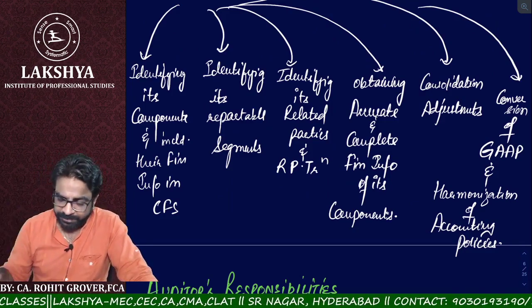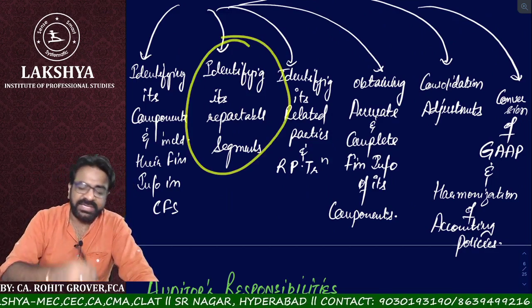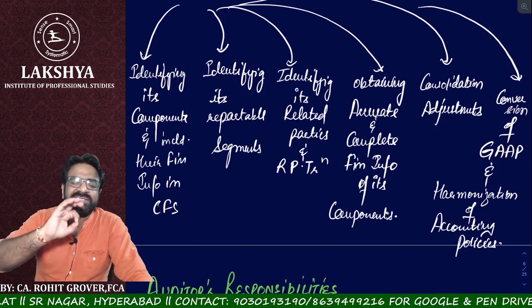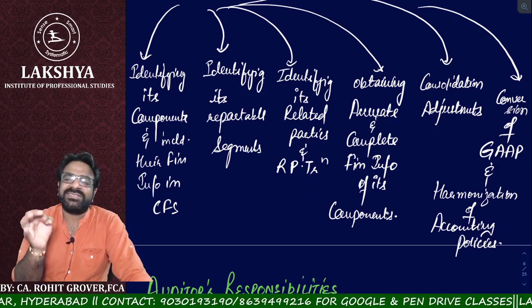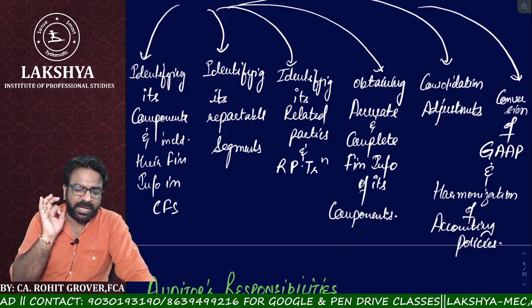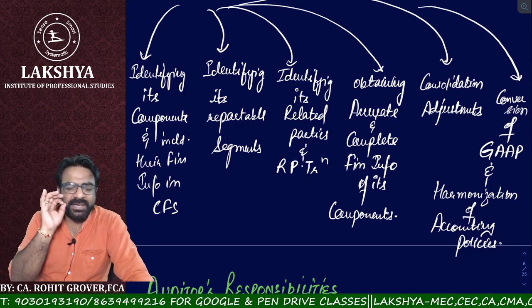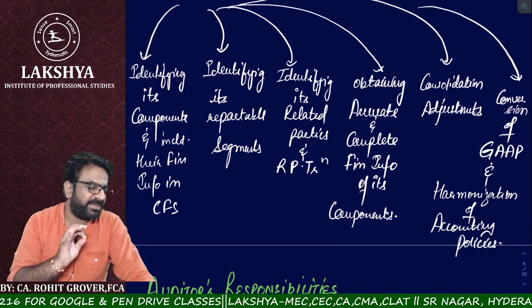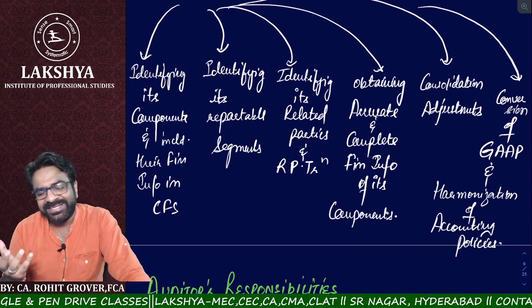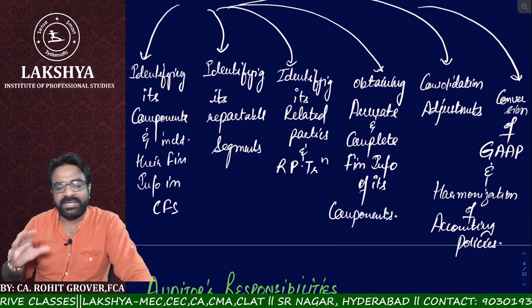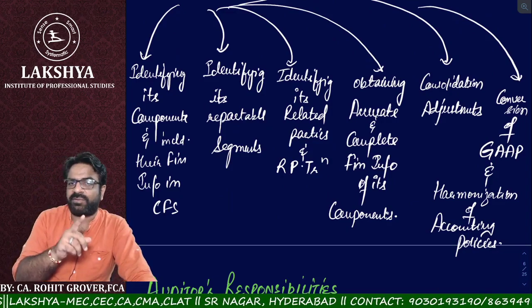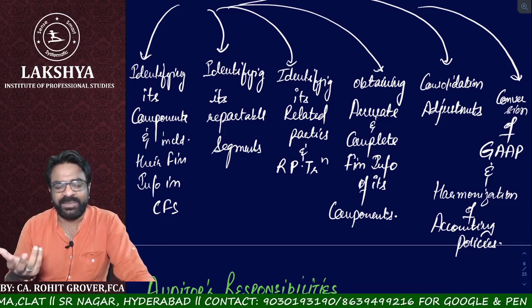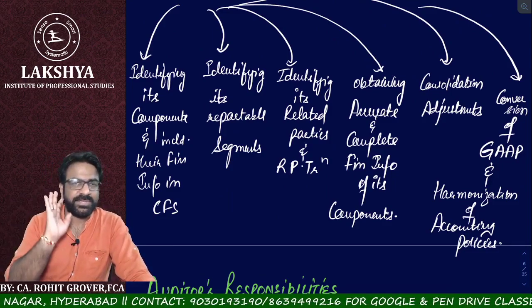Clear everyone? Yes sir. Now sir, what is the second duty? The second duty is that it is the parent's responsibility to identify its segments for segment reporting purposes. Are you getting the point? What do you mean by segments? As per AS 17, segments can be of two types: business segments or geographical segments. So it is the parent's responsibility to identify its reportable segments for segment reporting purposes.